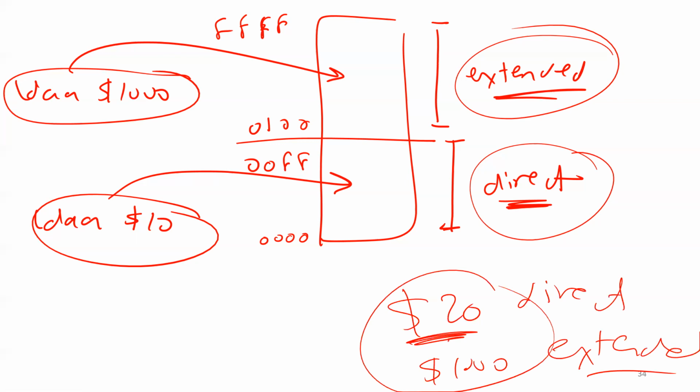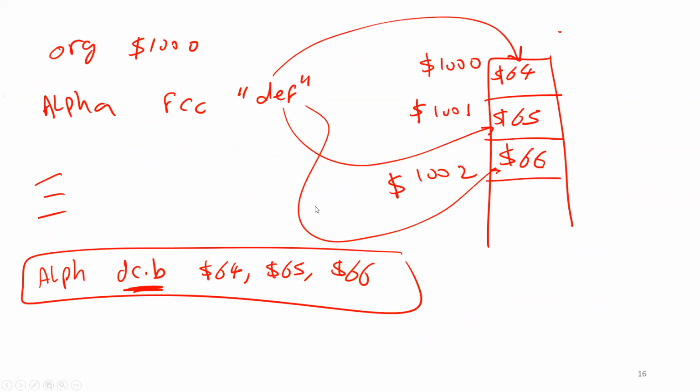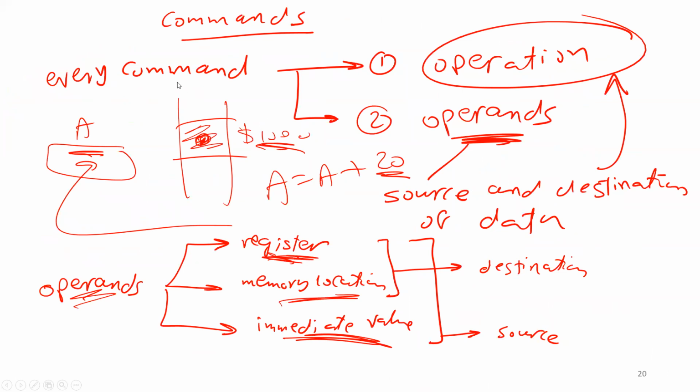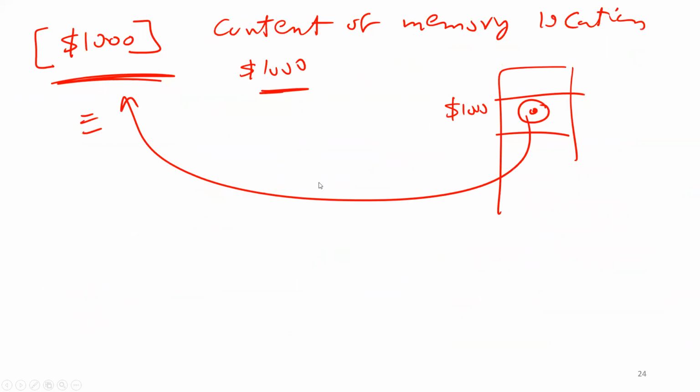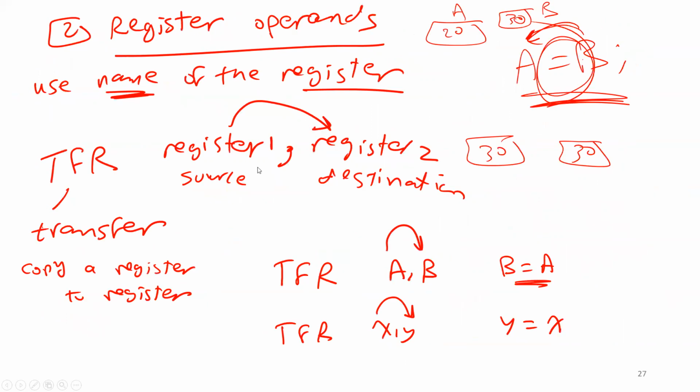Okay, any questions? Let me tell you the conclusion before I move forward. The conclusion of what I'm teaching today: for any command, you have to tell me what operation and what operands you are going to use. I told you we have three types of operands. Your operand can be a memory location, a register, or an immediate value. For any instruction in this chapter, if your operand is an immediate value, you have to put a hashtag to tell that this number is not a memory location, it's an immediate value. In the case of a register, you have to use the name of the register.